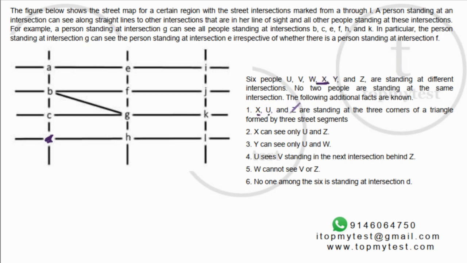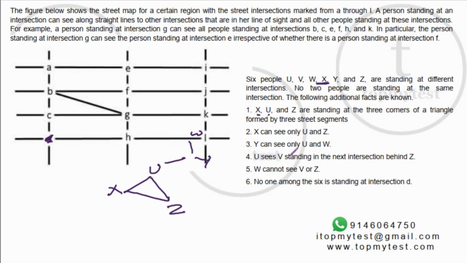X, U, Z are standing in 3 corners of a triangle formed by the street segments. So they can be BFG or BCG. So you have X, U, and Z. X can see only U and Z. Y can see only U and W. So Y and somebody W, right?